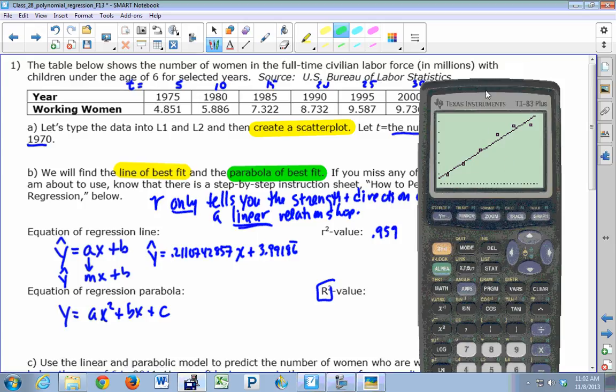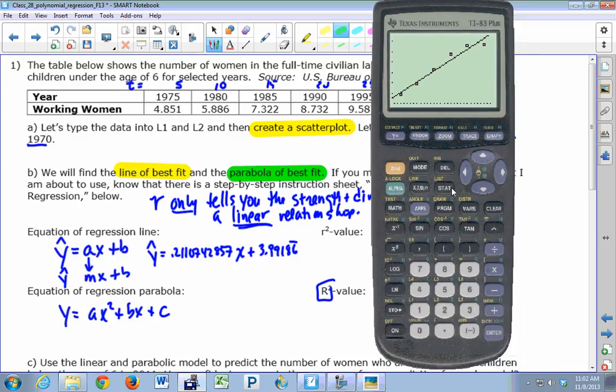So let's do the same steps. Can you help me? Let's see if we can jog your memory and help me with the steps we do to get the quadratic. So one at a time, you can tell me what steps I go through. So I want to get a quadratic regression now, not a straight line regression. Second, stat. I'm in stat. Where do you want me to go to calc?